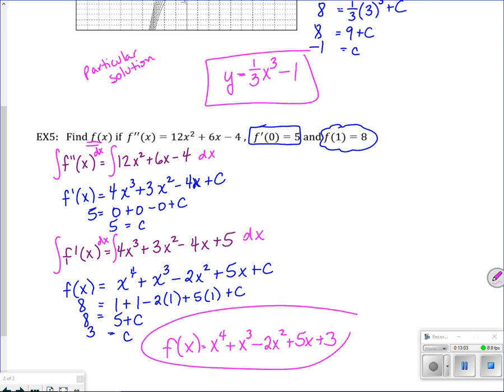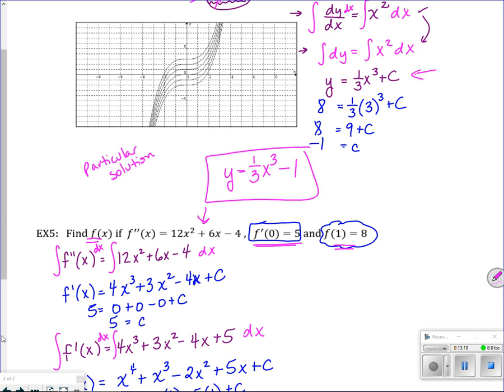And there's my particular solution. So that is the only function that has the second derivative of this and these two statements true. So again, that's called the particular solution. This one is called the general solution, thousands of examples, thousands of answers. Particular solution, there's only one.